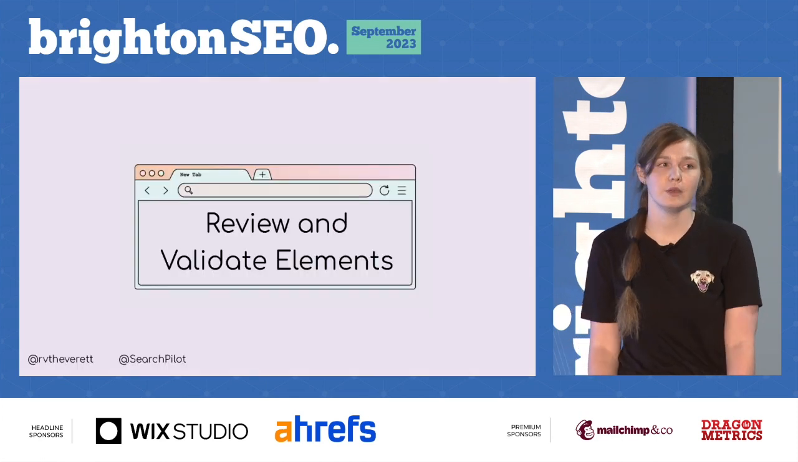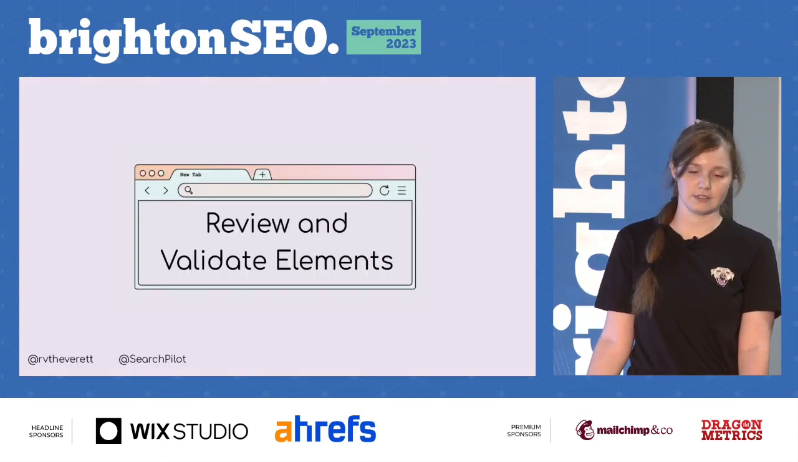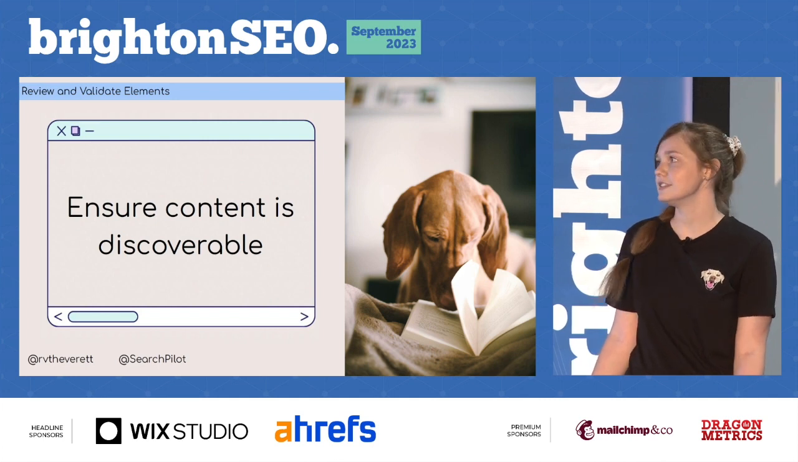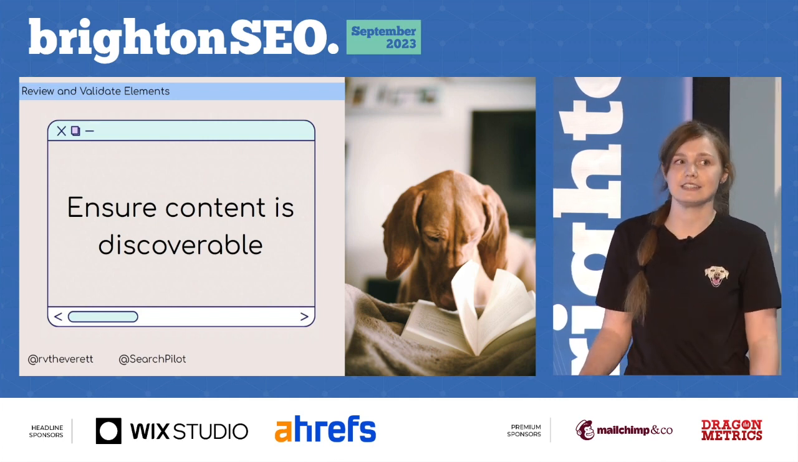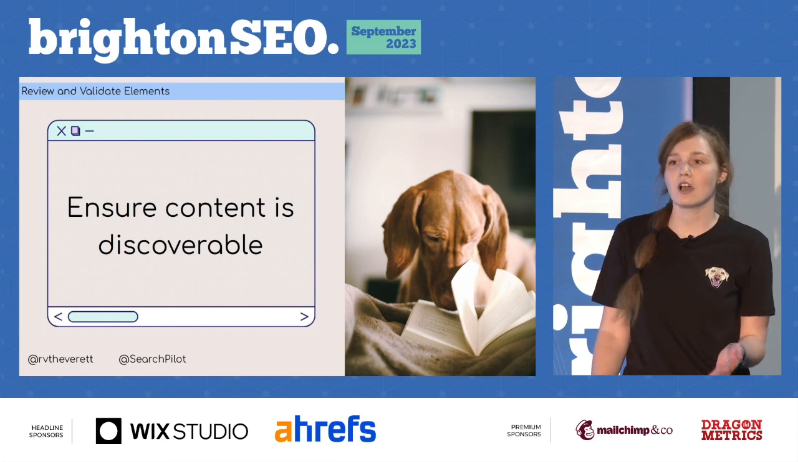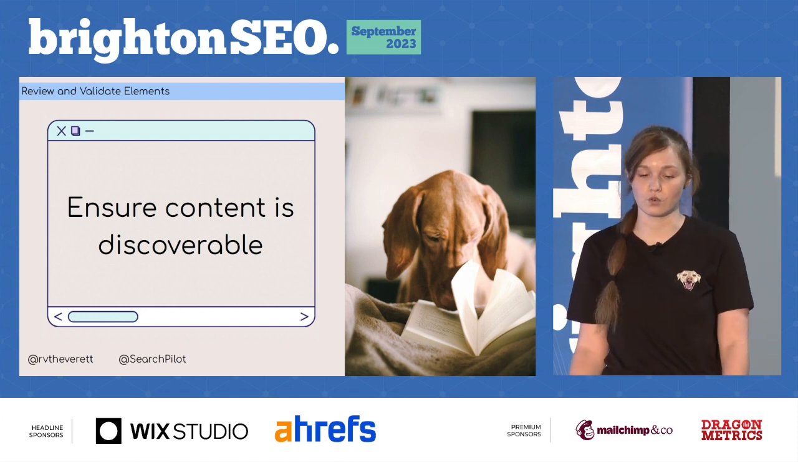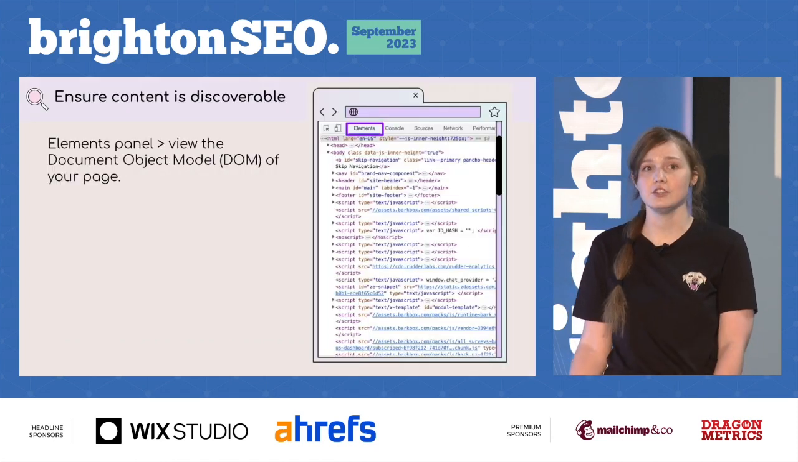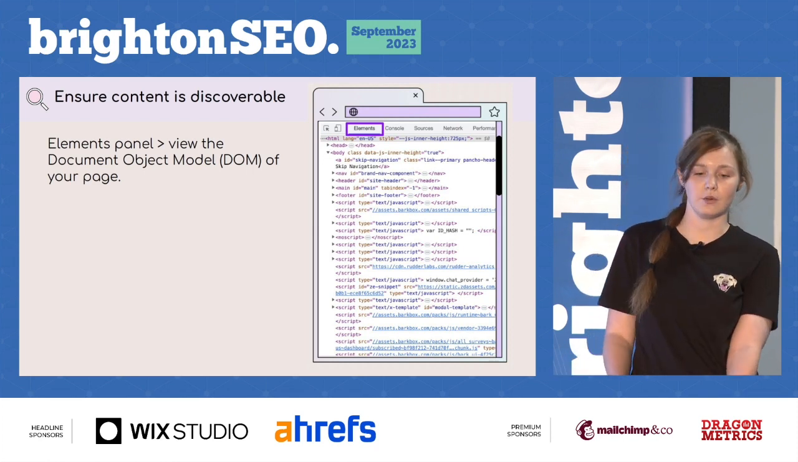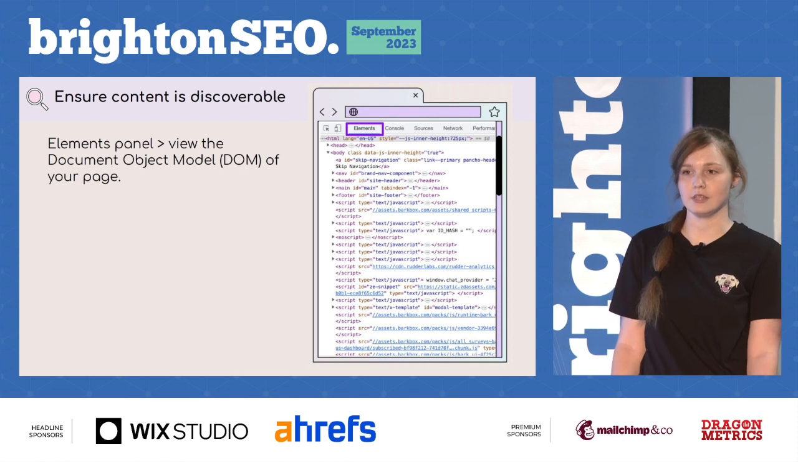So we'll start with reviewing and validating elements on our websites. Ensuring content is discoverable and knowing what Google is able to see is something that sometimes we can't do with the more traditional crawling tools. But we can use the Elements tab to essentially see our page. This is going to show us the DOM of our page, so we can see how it's structured, how everything's linked together.